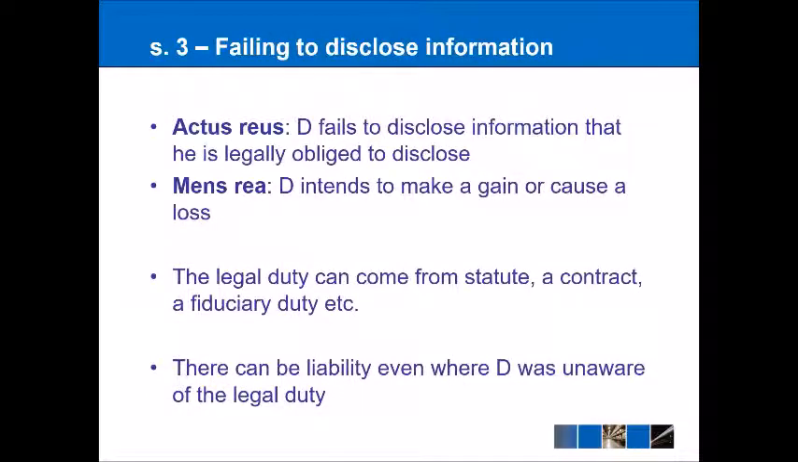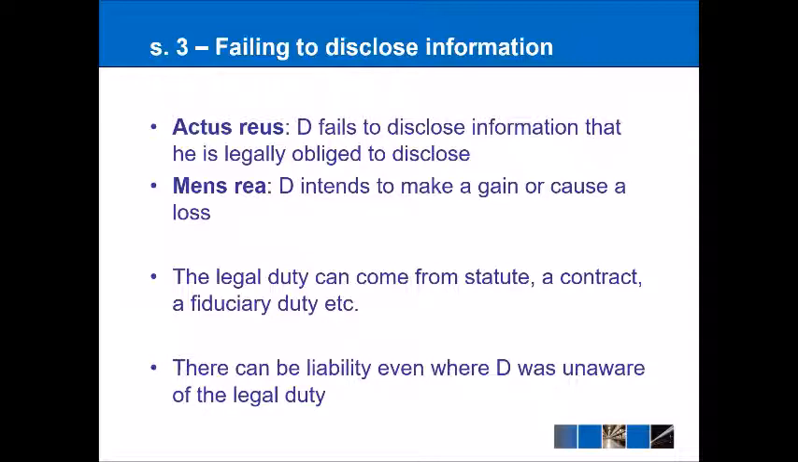Section 3 is fraud by failure to disclose information. Again, we can look at the actus reus and the mens rea. So the actus reus is simply the defendant failing to disclose information that he had a legal obligation to disclose, and the focus there is that there must have been a legal obligation to disclose the information. The mental element, the defendant intends to make a gain or cause a loss, so relatively simple.